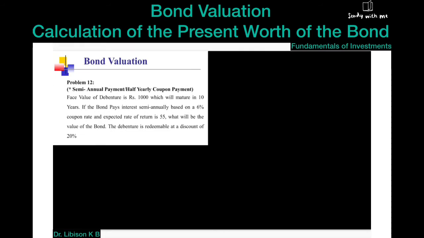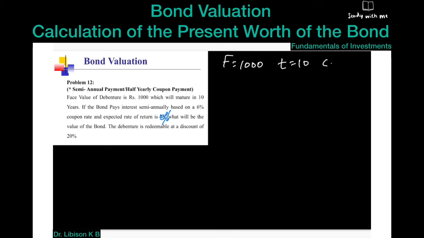Okay, again the 12th problem. Coupon payment is half yearly. So we solve it. The face value of the debenture is 1000, which will mature in 10 years. If the bond pays interest semi-annually based on a 6% coupon rate, and the expected rate of return is 5%, what will be the value of the bond? That was a typing error. So the debenture is redeemable at a discount of 20%. So many things to note. We have done a problem on premium redemption of the debenture. Here it is discount redemption of the debenture, and we have half yearly payment.